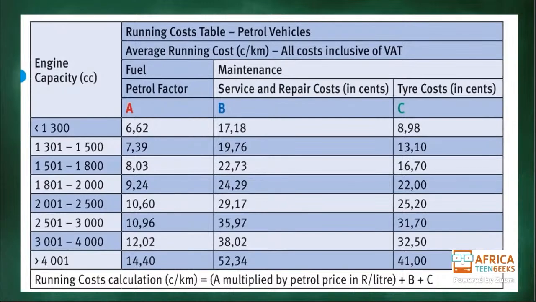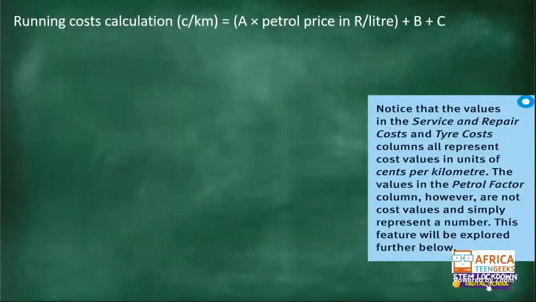So remember the importance of this table, because we're going to keep referring to it from time to time. So the running cost table, this is for vehicles which use petrol, and of course the average running cost per kilometer there, inclusive of the VAT. Now, if you check, we are saying here that the running cost calculation is cost per kilometer. And of course, you multiply A by the petrol price, which is rands per liter, and then you add B, you also add C there.